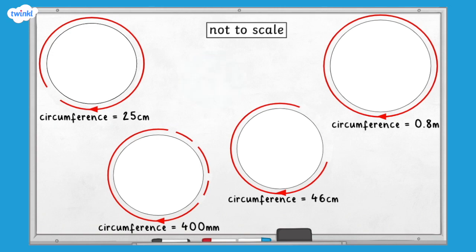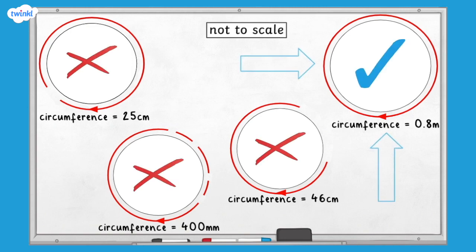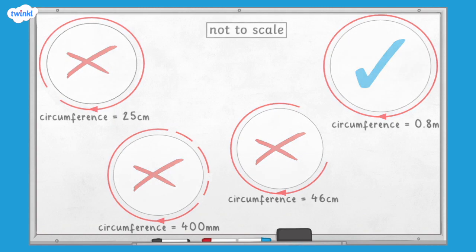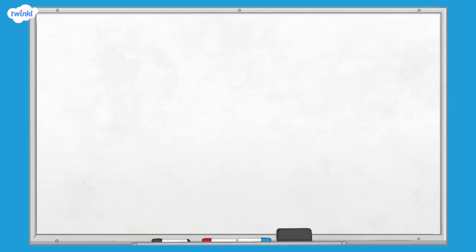As the circumference is a distance all the way round the edge of the circle, only this circle has been measured accurately, as it shows that a measurement has been taken for the distance round the whole circle. All of the other circles have part of the circumference measurement missing. What if we had an accurate measurement of a fraction of the circumference of a circle? Would we then be able to work out the total circumference of the circle?